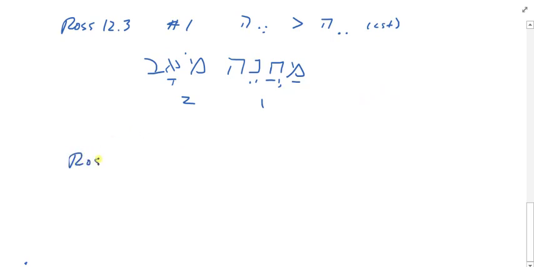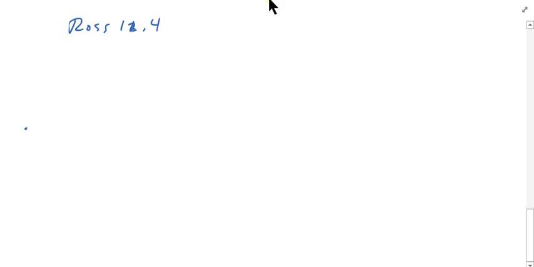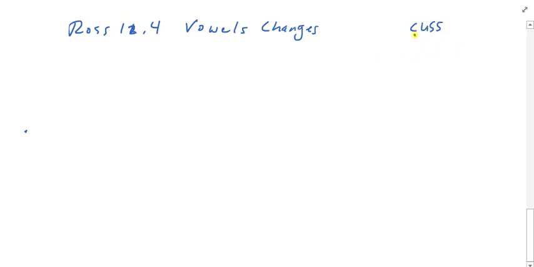Now, with Rus 12.4, this is where we really start dealing with the vowel changes. So let's walk through these, okay? What's going to happen here with the vowel changes is everything that we've learned up to this point is going to come together in this chapter. What do I mean? Well, here's what I mean. You learned some syllable rules. You learned, for example, the cuss rule. What does that mean? Closed on accented syllables require a short vowel.